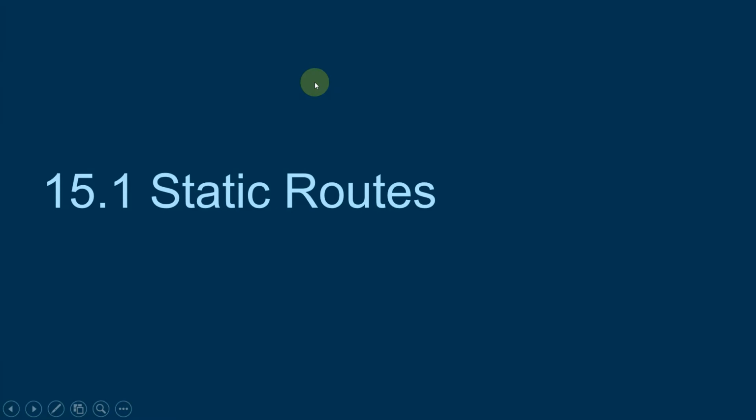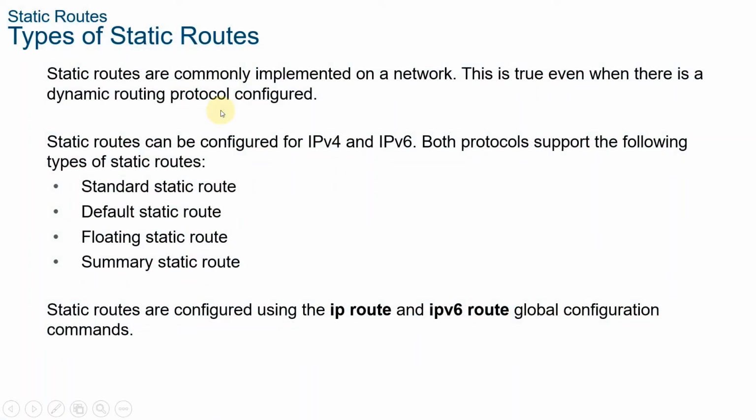Okay, so let's begin with the first section, static routes. Okay, so types of static routes. Static routes are commonly implemented on networks. This is true even when there is a dynamic routing protocol configured. For instance, an organization could configure a default static route to the service provider and advertise this route to other corporate routers using the dynamic routing protocols.